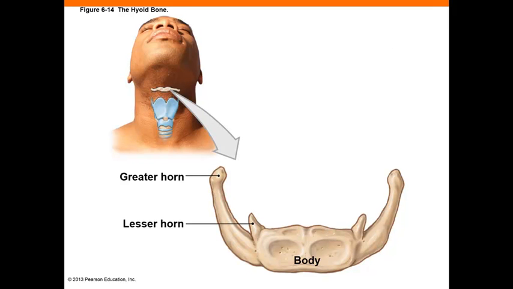Moving on then, the small U-shaped bone just inferior to the mandible is called the hyoid bone. It's the only bone in the body that does not directly articulate with another bone, and it's suspended from the styloid process of the temporal bones. It serves as an attachment for muscles of the larynx, pharynx, and the tongue.